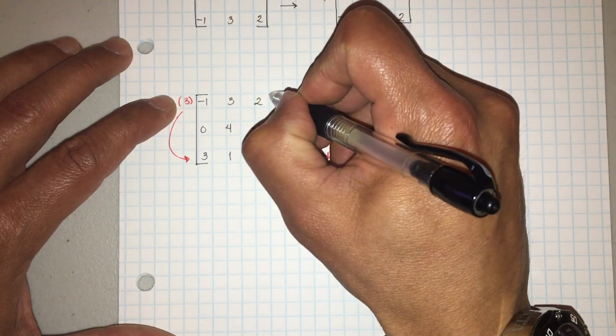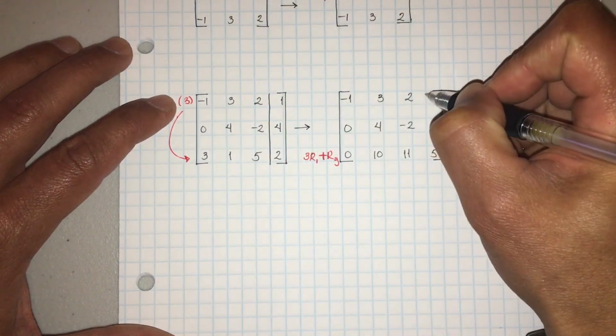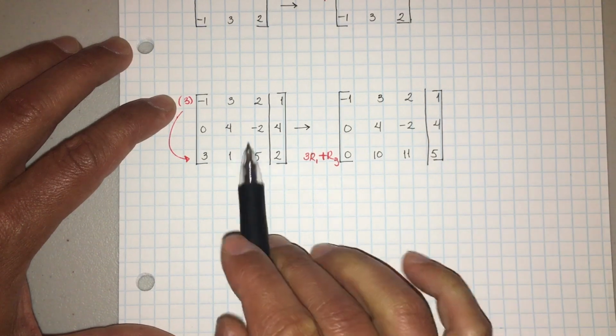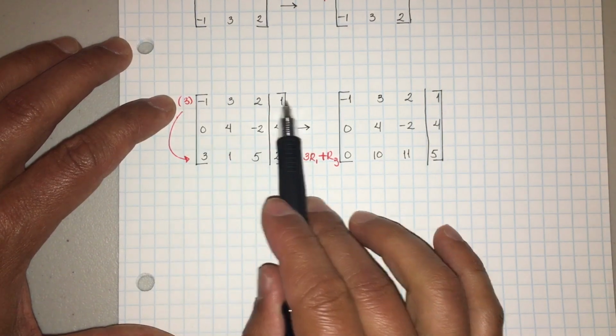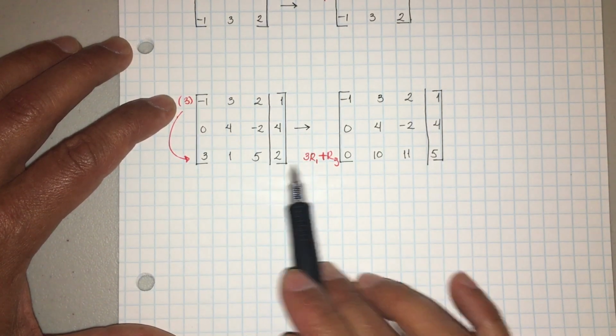And this is an example of an augmented matrix. So let me do my line here. Okay, so this is augmented. So these are the constants. 3 times 1 is 3. 3 plus 2 is 5.